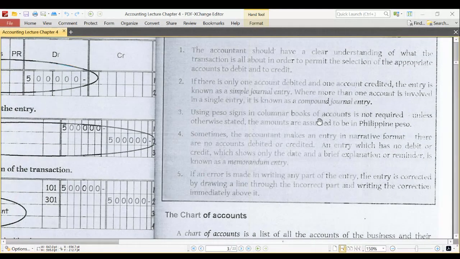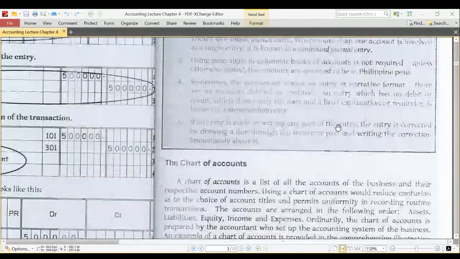Then lastly, if an error is made in writing any part of the entry is recorded. So parang ano lang to, kumbaga nagkamali ka. Pero ngayon kasi hindi naman to masyadong applicable kasi meron na tayong mga correction tape, meron tayong correction fluid. Minsan sa Excel tayo gumagawa, so pag may error, pwede natin burahin, tapos saka palitan. Ang sinasabi lang kasi dito, pag nasulat mo sa mismong libro tapos may error ka, mag-strike through, lagay mo sa taas yung tama. Yun yung gusto niyang sabihin.